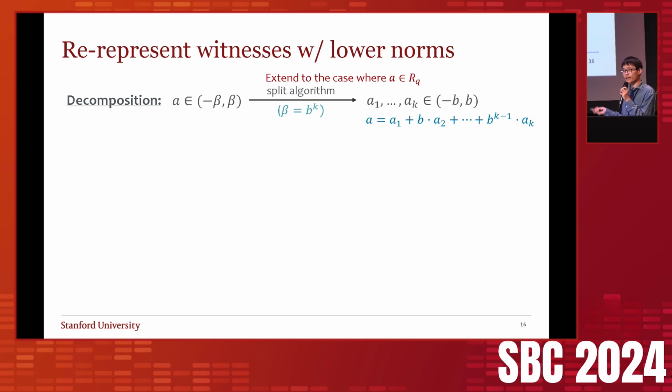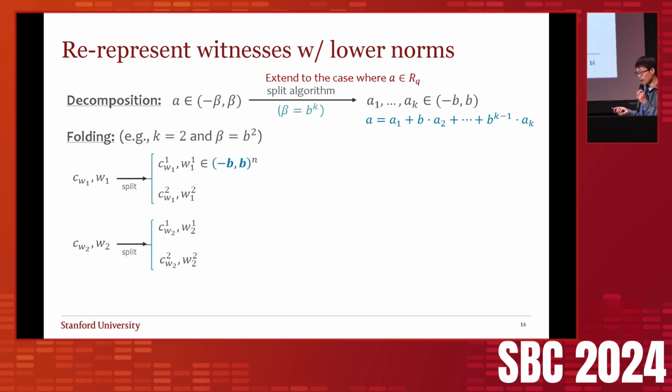And actually, we can extend this idea to the ring case or polynomial ring case. What we do is just split the coefficients separately using these algorithms. And now let's see why it's useful for us to do folding. Suppose we have two input witness pairs initially, and then we run this deterministic algorithm to split them up into, for example, 4 instance-witness pairs, where each intermediate pair is now in an even lower range, basically minus b and b here.